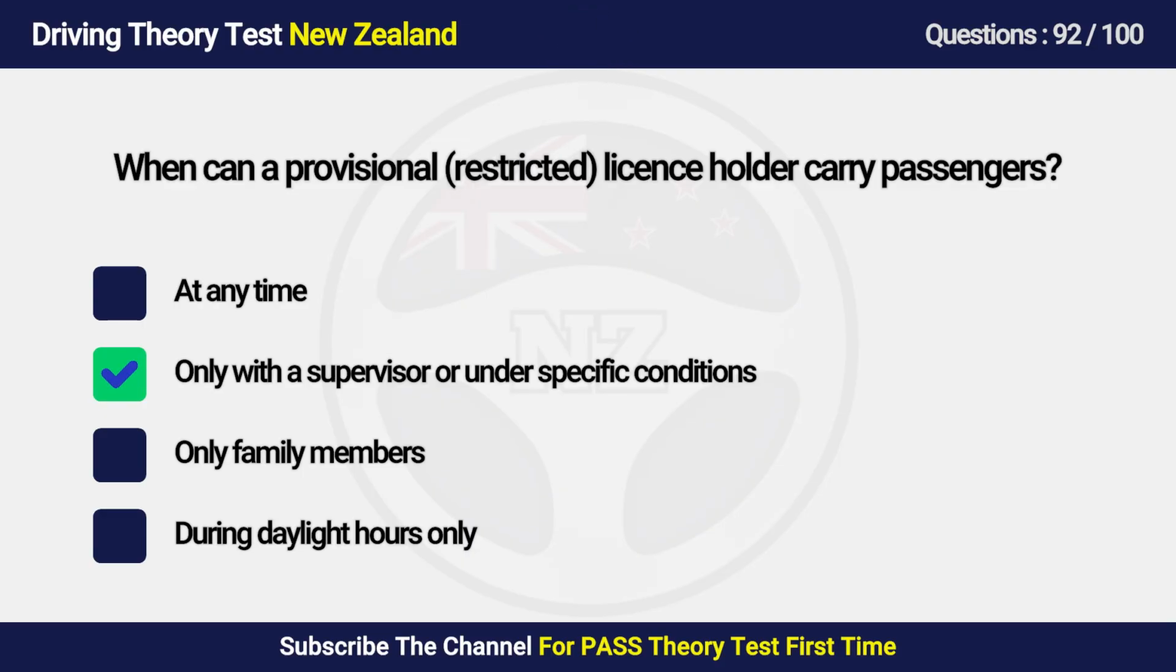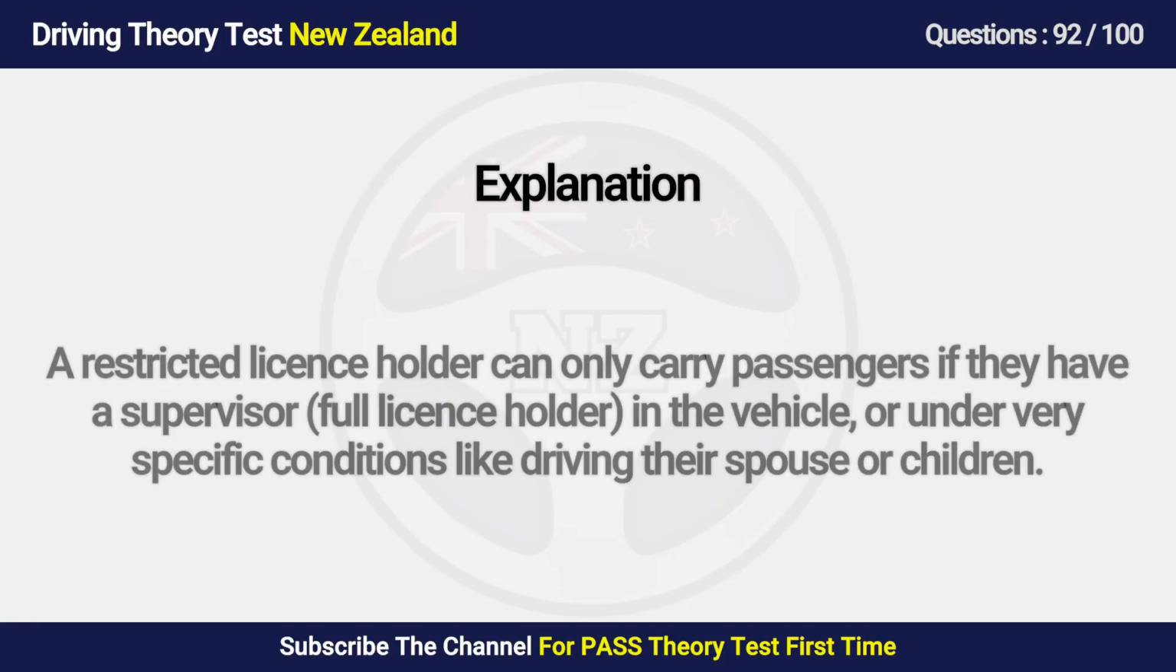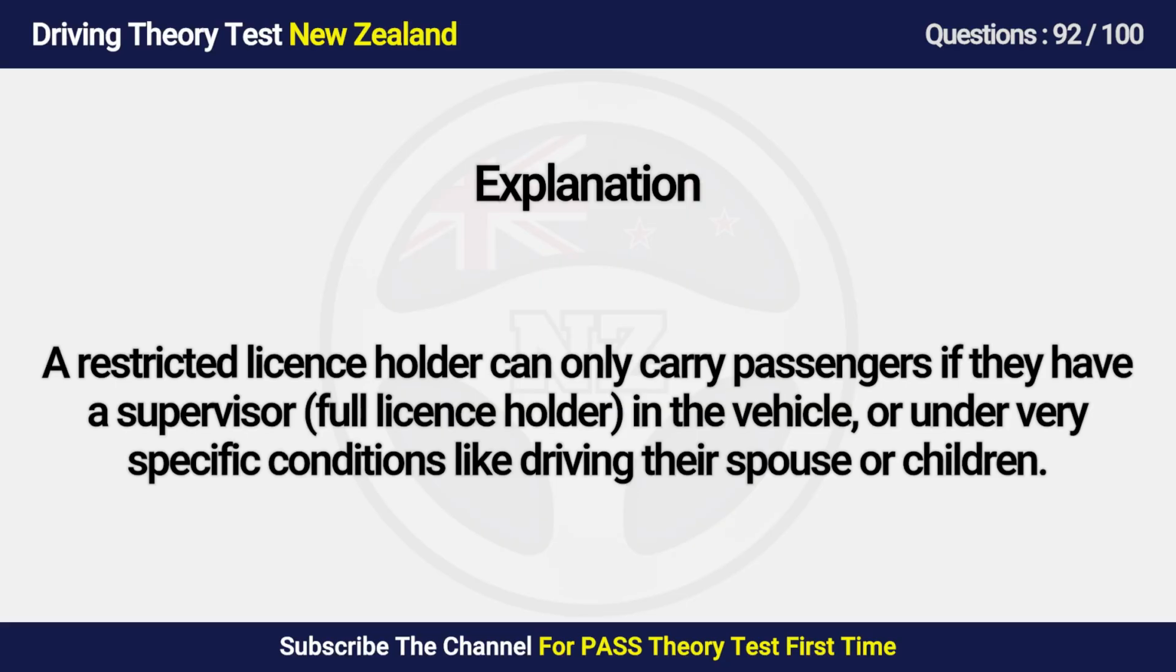Answer is B, only with a supervisor or under specific conditions. A restricted license holder can only carry passengers if they have a supervisor, a full license holder, in the vehicle, or under very specific conditions like driving their spouse or children.